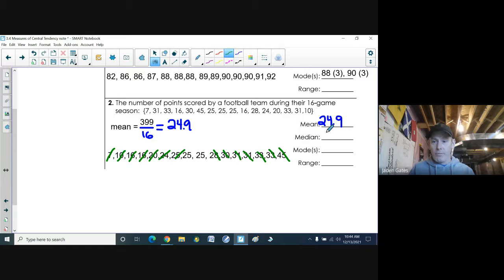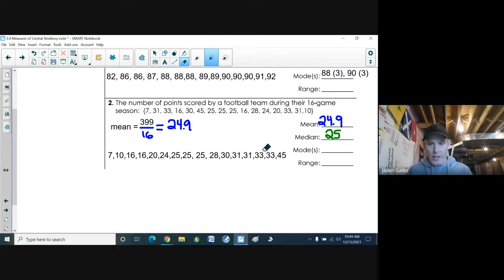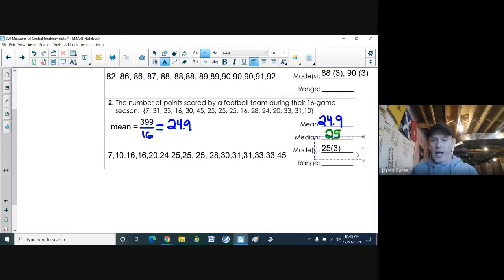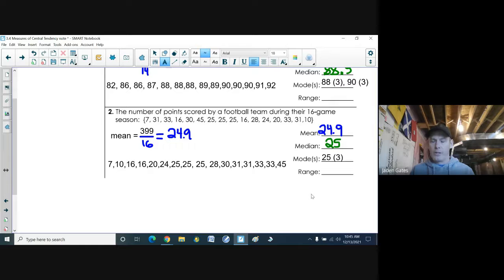So what's in the middle? 25. All right. So there's my median. I had 2 25s, but in the middle of 25 is 25. All right, now the mode. We had 2 33s. We got 3 25s. So the mode is going to be 25. And in brackets, I'll put a 3 because it happens 3 times. So we only have 1 mode this time out. And there we go. So there's our mean, median, and mode.